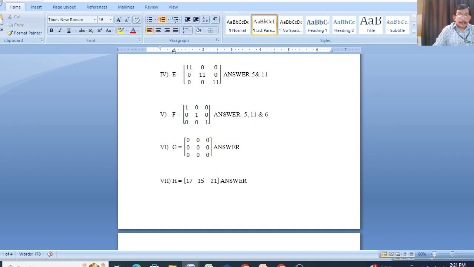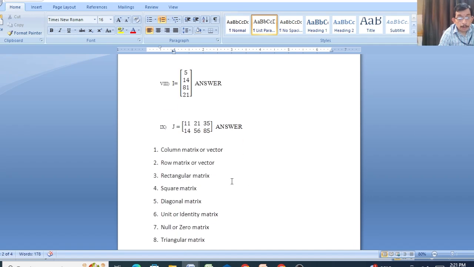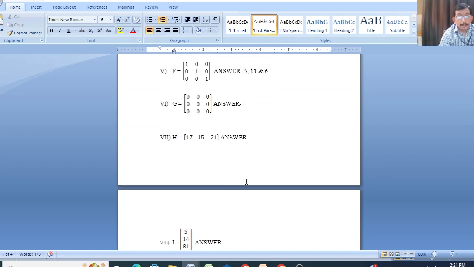The next example: all the elements of the matrix are 0. Then which type of matrix is it? Null matrix. So the null matrix number is 7. The answer is 7.